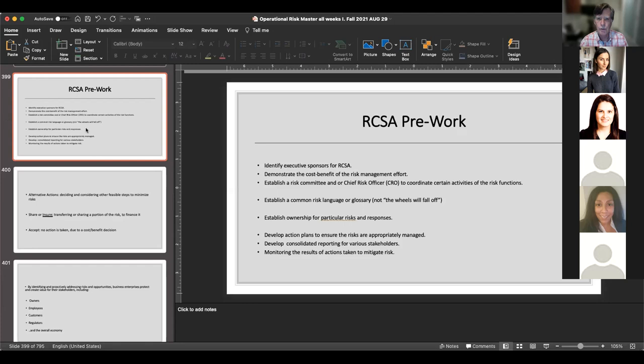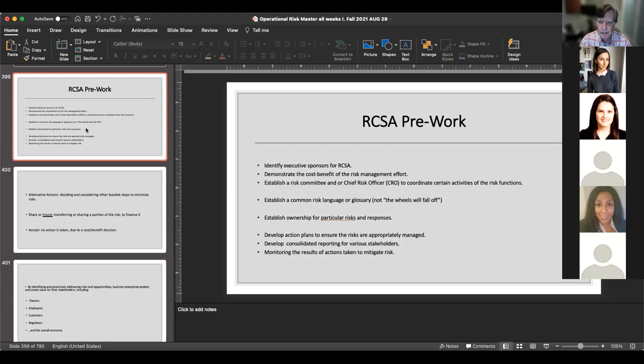There's a lot of pre-work that has to be done before you have one of these risk assessments. You have to identify the executive sponsors. You need somebody who's an executive vice president to lead this and ask for it, or it will never get done. It's not the kind of thing that directly generates revenue. It just potentially saves you from an operations loss. So unless it generates revenue, sometimes things don't get the focus that they should be getting. You need to demonstrate that the cost benefit analysis of the risk management effort is worth it. And you establish a risk committee or a chief risk officer to coordinate the activities of risk functions.